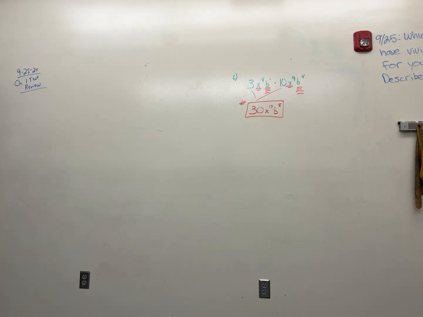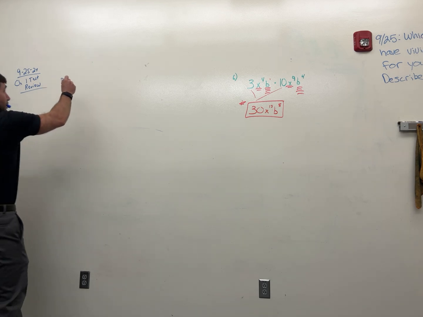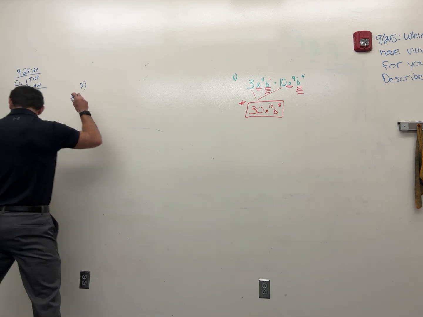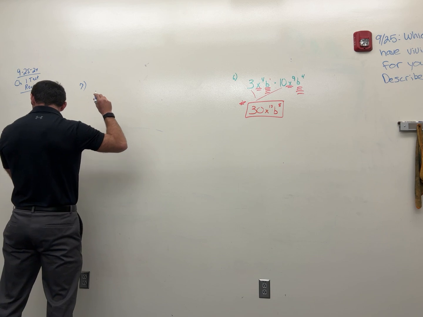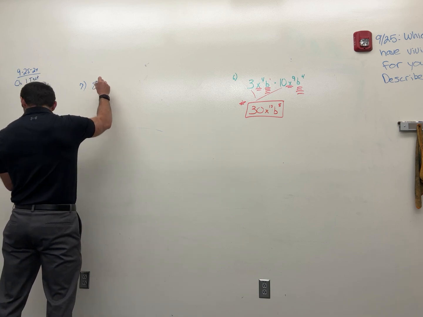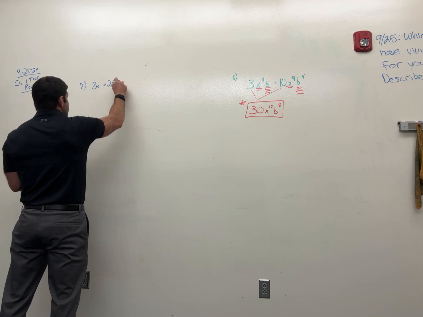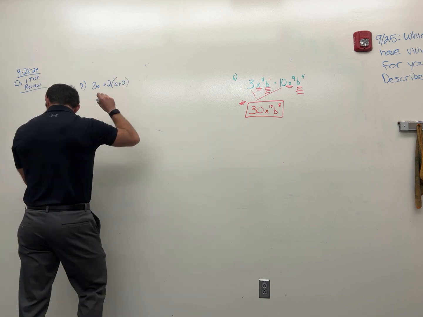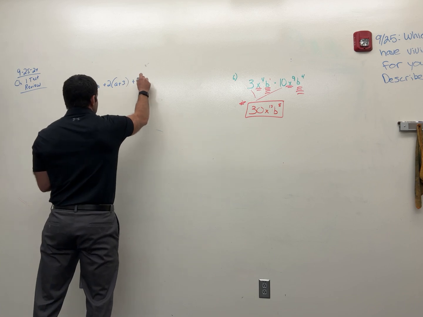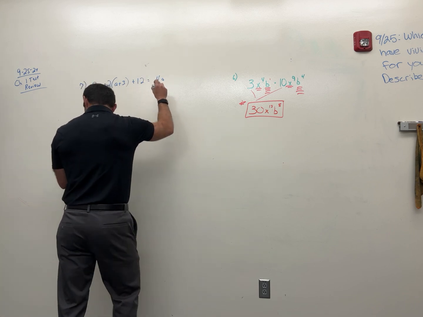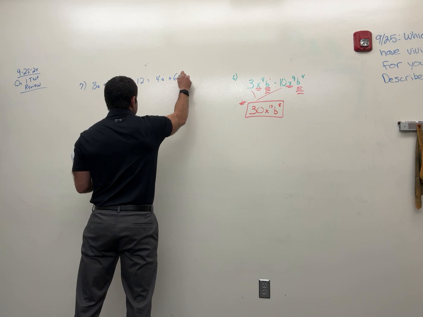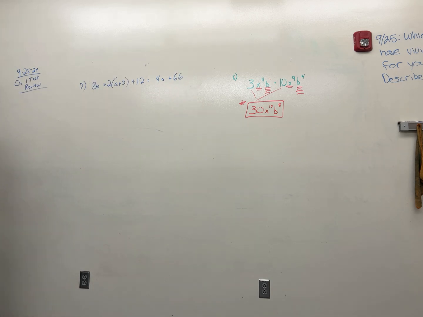So then, after these, we got into questions like this. Number 7, we're going to say, it's a good one: 8a plus 2(a plus 3) plus 12 equals 4a plus 66.